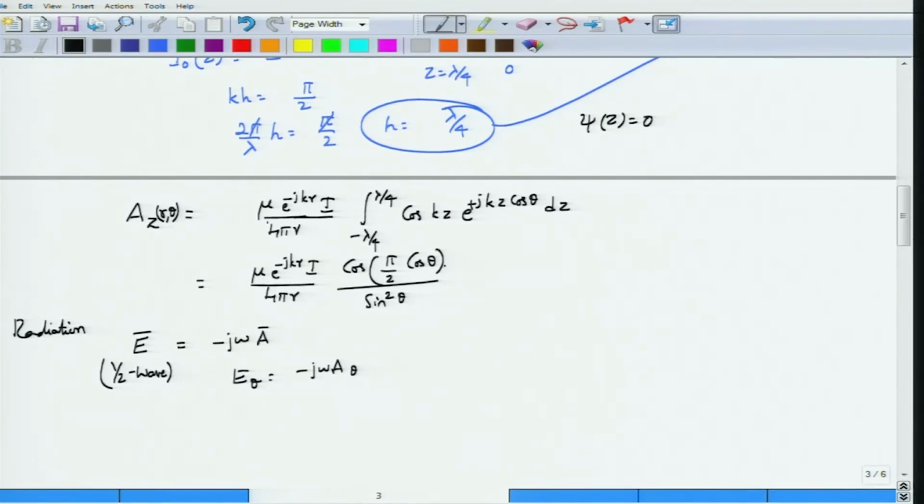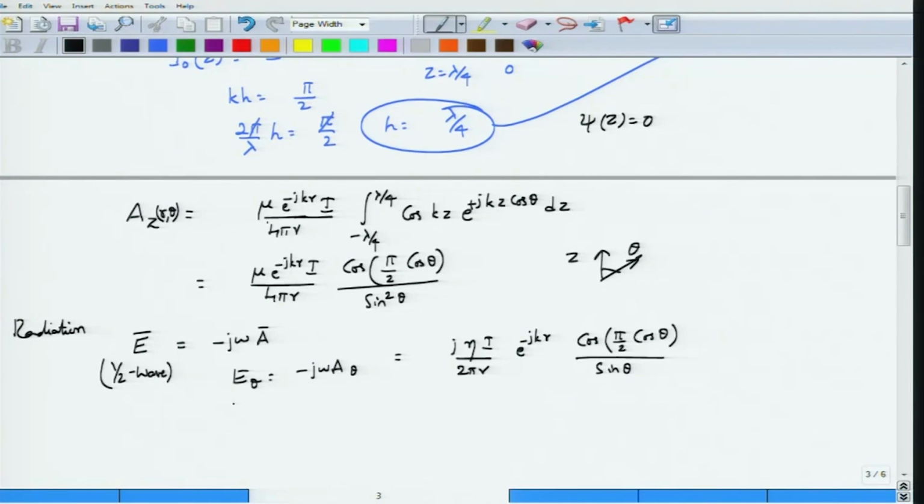This is A along z, but this is the z axis, and if this is your theta axis, then there is a relationship between z and theta. You can find from that relationship that the electric field E theta is given by j eta I divided by 2 pi r e to the power minus j k r cos of pi by 2 cos theta divided by sin theta. One of those sin factors will go away, because the theta component will be z times sin theta, the angle along with that one, and this would be in the direction of theta itself. So, this is the electric field pattern.